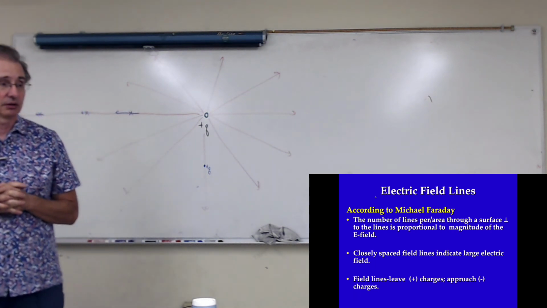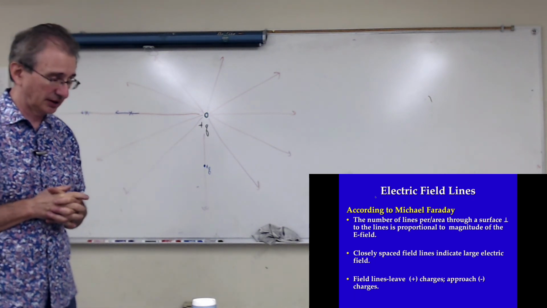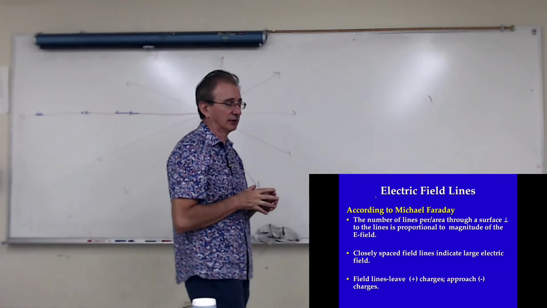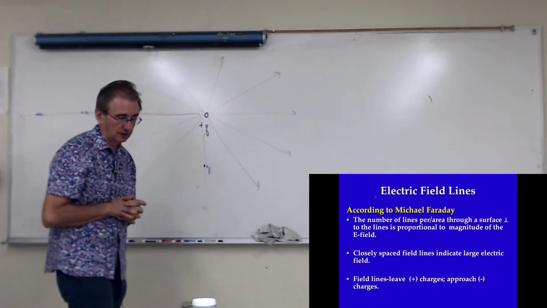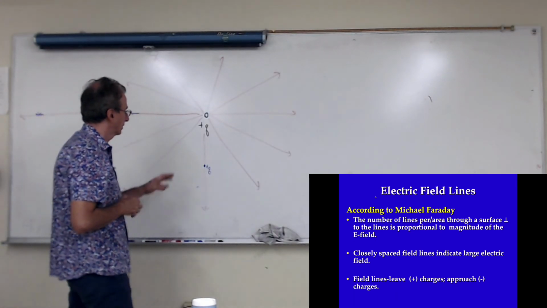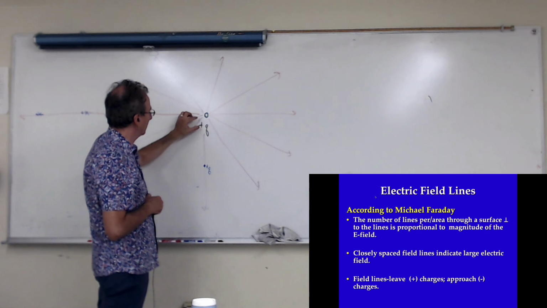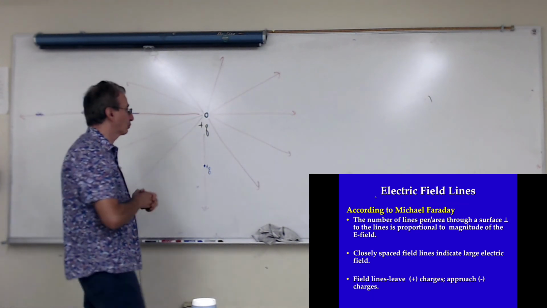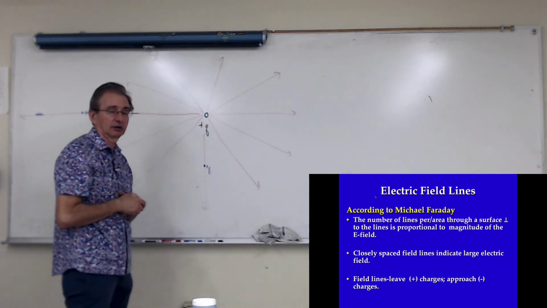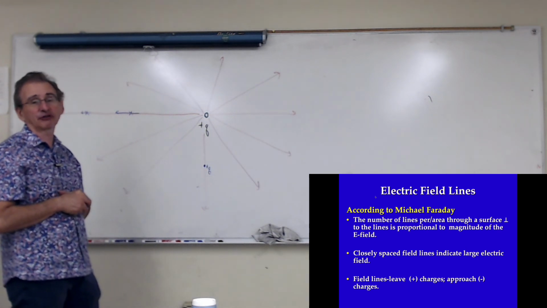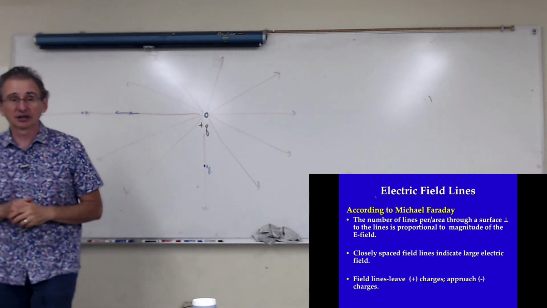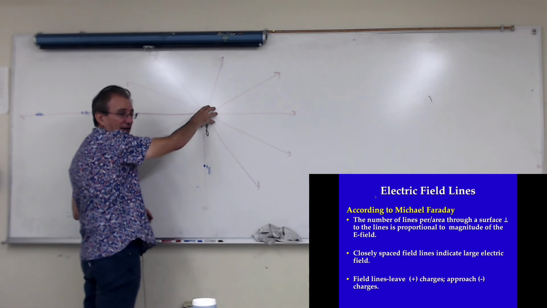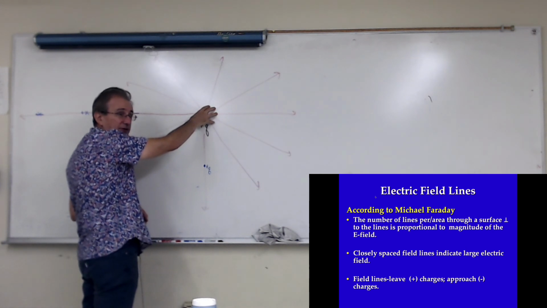Michael Faraday actually came up with this idea because he wanted to picture what a field line looked like, whether it was a magnetic field line or an electric field line. Notice here that the electric field lines bunch up when you're real close to the source. And when you're really far away, they spread out. That's indicative of how strong the field is, right? Because the closer you are to the charge, the bigger the field is. And so the density of lines is indicative of the strength of the field.